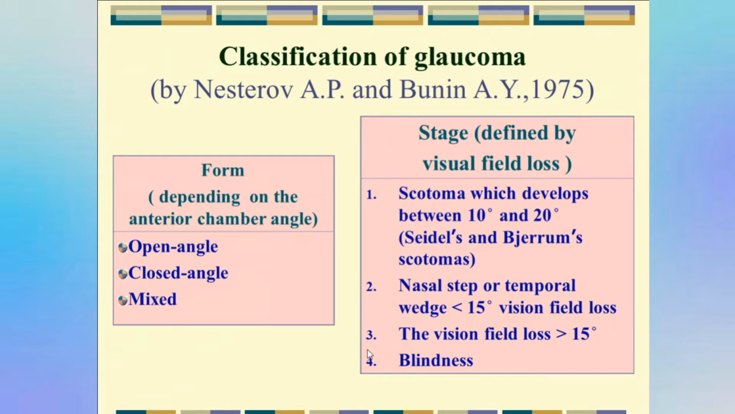The third stage, the visual field loss more than 15%. And the fourth stage, this is a tube visual field or total blindness.